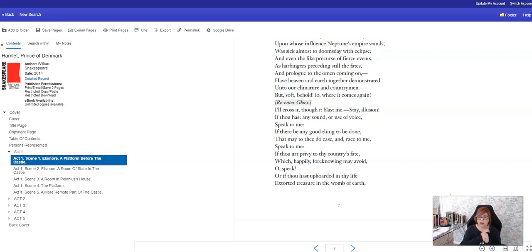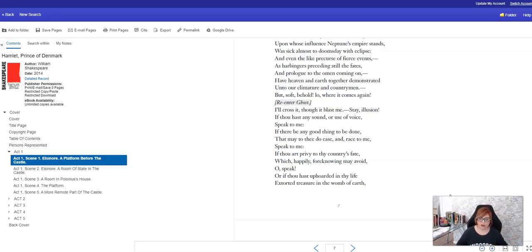So first of all, he wants it to tell him if there's something that he can do to make his plight better. Because he's obviously not in heaven, chilling. He's roaming the earth, and it's bad. So he's like, can I do anything? And then he asks him a second thing. He goes, if thou art privy to thy country's fate, which happily foreknowing may avoid, speak. So the second thing he says is like, are you psychic? Do you know what's going to happen? And if you do, tell me.